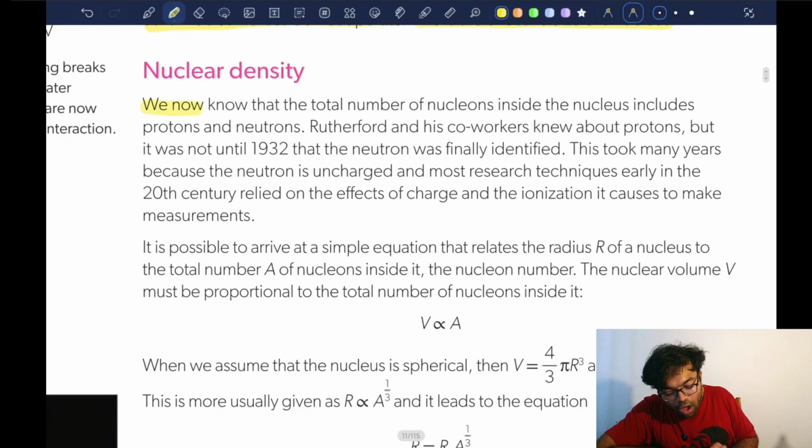We now know that the total number of nucleons inside the nucleus includes both protons and neutrons.